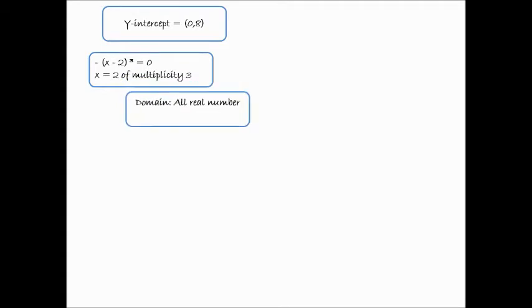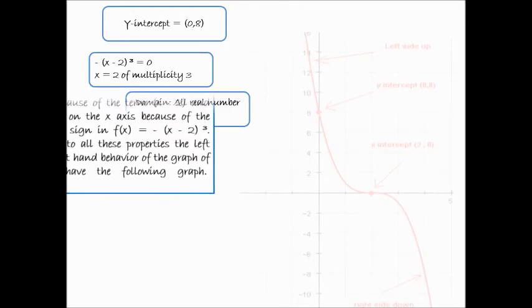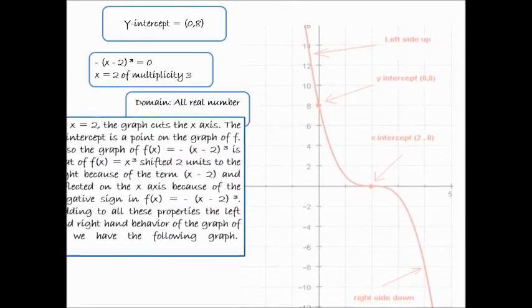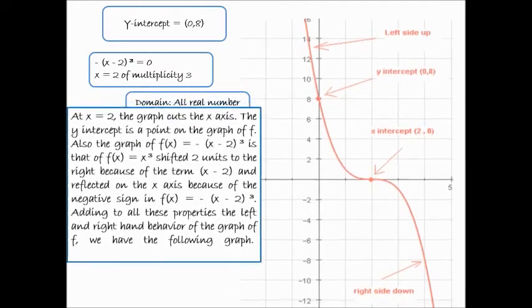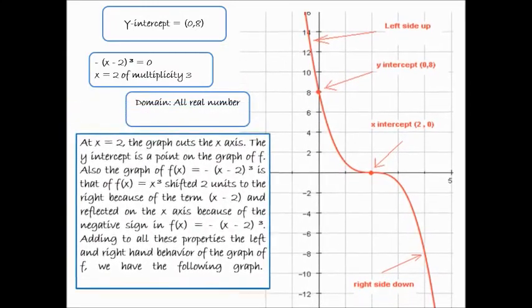Next, we are asked to find the domain and range of f. The domain of f(x) is the set of all real numbers. After expansion of f(x), we can see that the leading coefficient of x cubed is negative. The graph of f is down on the right and up on the left, and hence the range of f is the set of all real numbers. For the last question, we need to use the y-intercept, x-intercept, and other properties of the graph to sketch the graph of f.